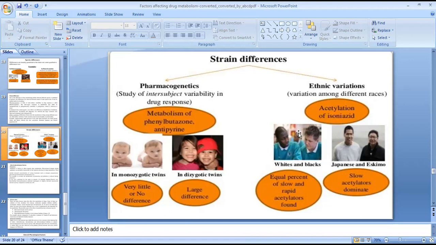Now the next factor in strain is ethnic variation. Ethnic variation means variation amongst different races. An example of such a drug molecule is the acetylation of isoniazid. What happens? Whites and blacks have equal percentages of slow and rapid acetylators. But in the case of Japanese and Eskimos, for the acetylation of the isoniazid drug molecule, slow acetylators dominate. Types of acetylators: rapid acetylators are involved in the acetylation of isoniazid in whites and blacks, but in the case of Japanese and Eskimos, slow acetylators are involved in the acetylation of isoniazid.